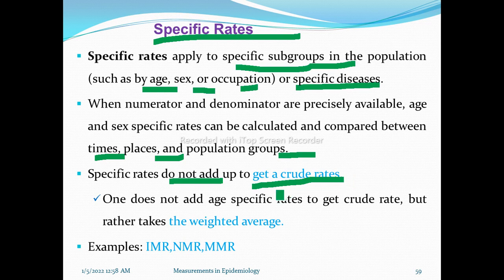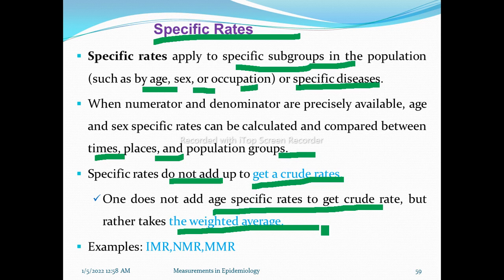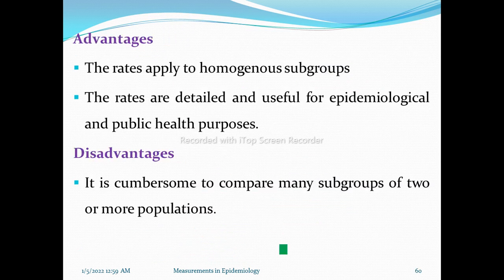One does not add age specific rates to get the crude rate, but rather takes the weighted average. We can take a weighted average, but we cannot add up each subgroup to get the crude rate. So infant mortality rate, neonatal mortality rate, and maternal mortality rate are specific rates.